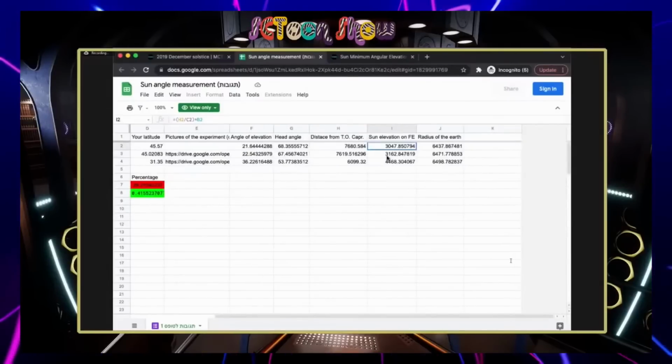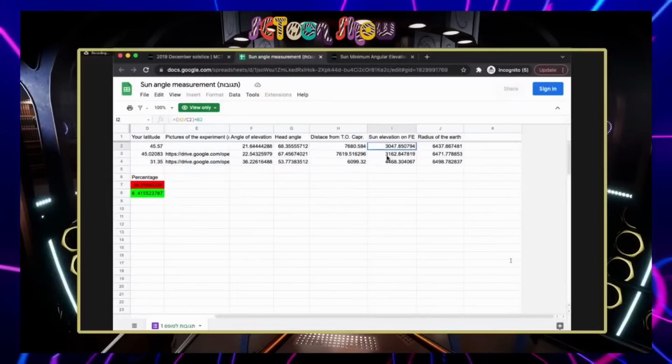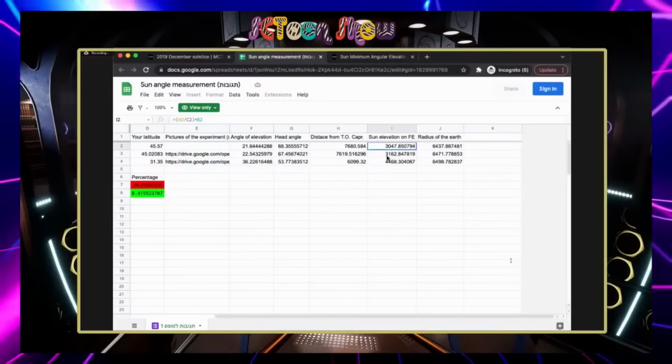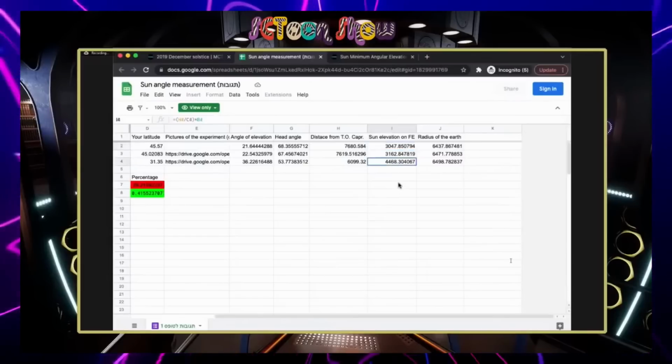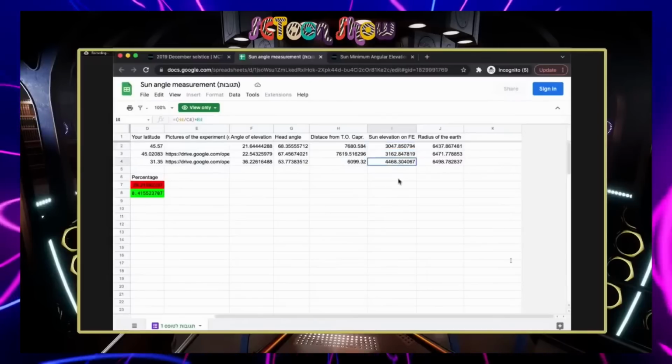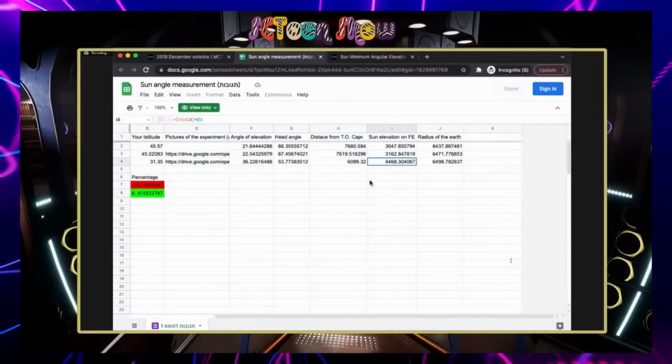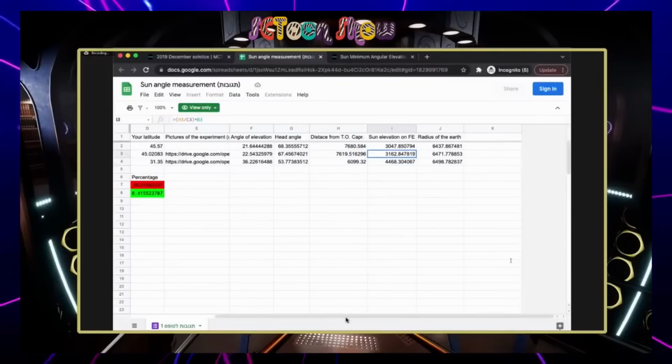Sorry, this is very important. This is not assuming that the Earth is a sphere. This is assuming that the Earth is flat. 3,047 they got, and somebody else got 4,468. Strange, they all get different answers, but let's just go with mine, 3,100.